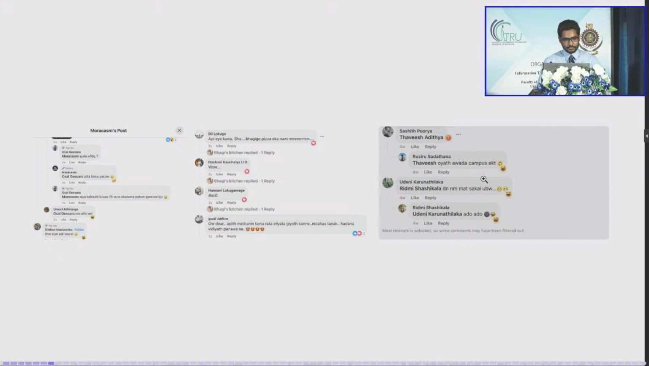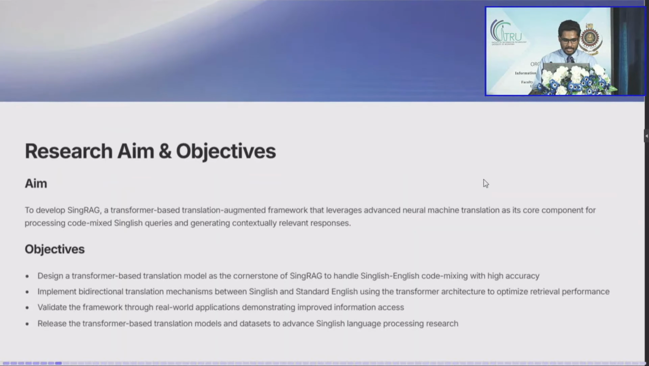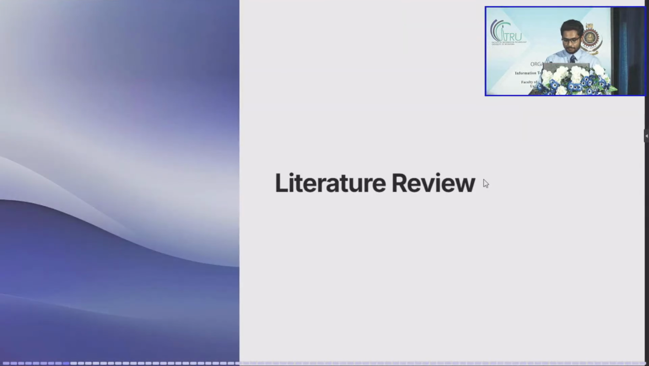But considering the youth of Sri Lanka, the main language that they mostly communicate in is Singlish, which uses a Romanized version of Sinhala. And the research aim is coming up with a framework that can effectively process the inputs and outputs in Singlish and thereby have various business applications.